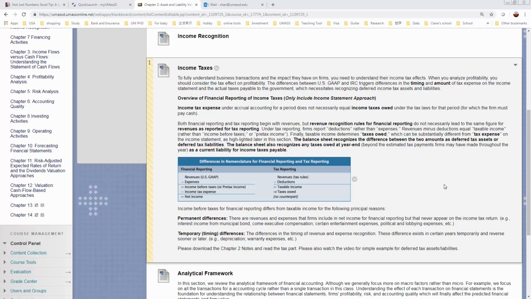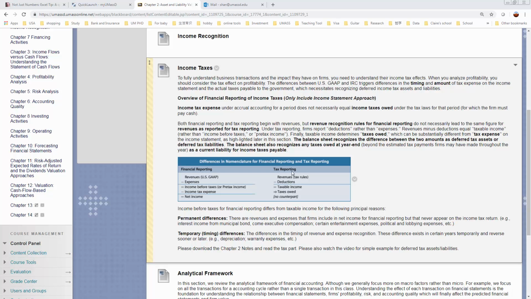It's some kind of revenue or expense recognized in one report but not the other. For example, the interest income from a municipal bond. This is actual income that will be recognized in the financial reporting, but because the IRS does not tax this kind of income, it will not appear as part of revenue in the tax reporting. This difference is permanent because it's a regulation.